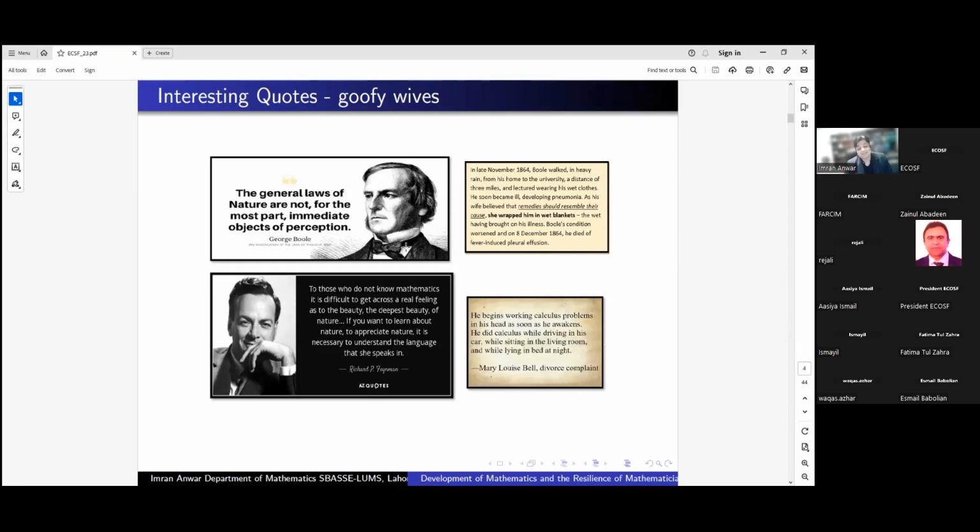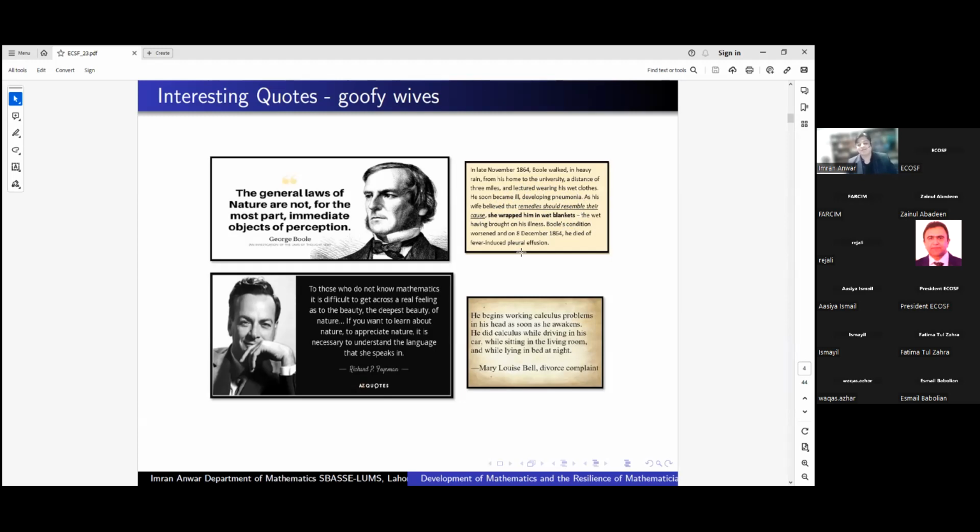And what happened to poor George Boole? In late 1864, Boole walked in heavy rain from his house to the university, which is 3 miles away from his home. And because he was getting late for the lecture, he lectured wearing his wet clothes, and he soon became ill and developed pneumonia. Now, he was a very good logician, but he could not teach logic to his wife.